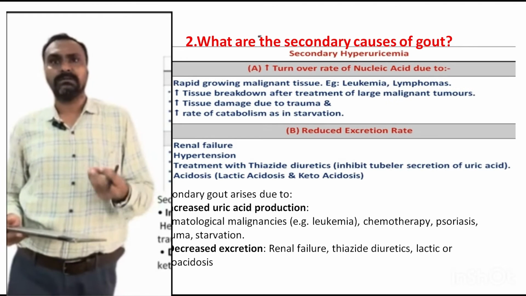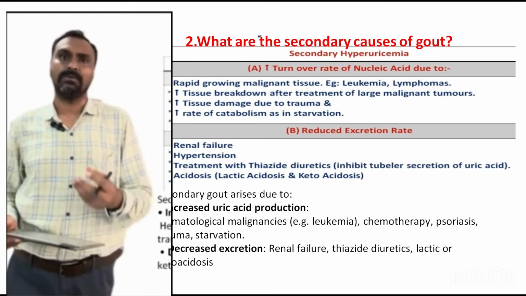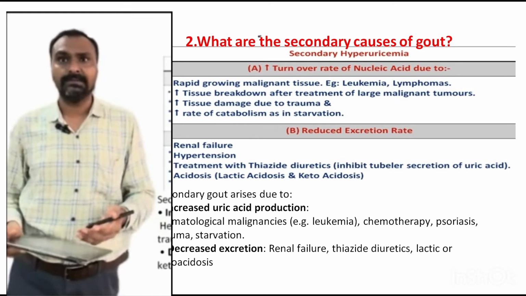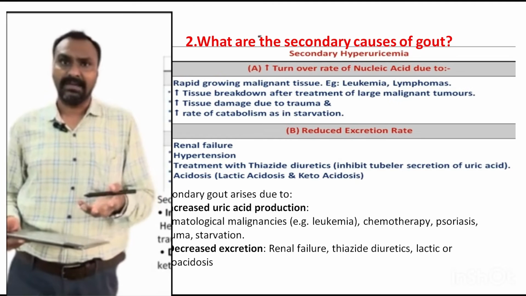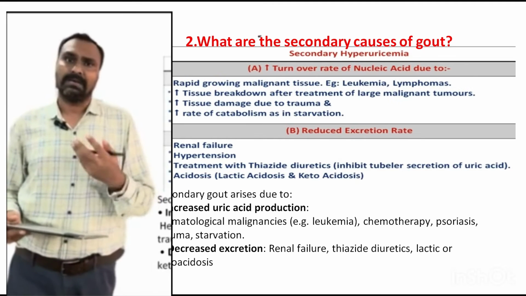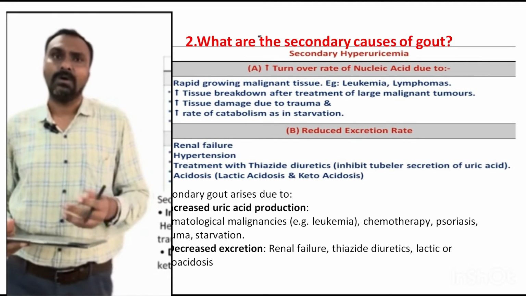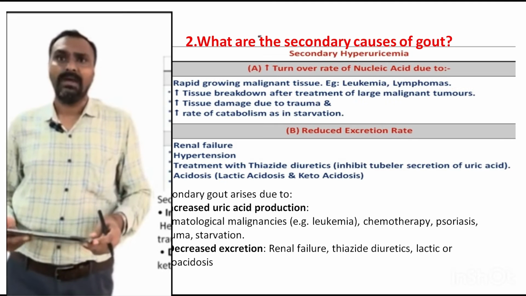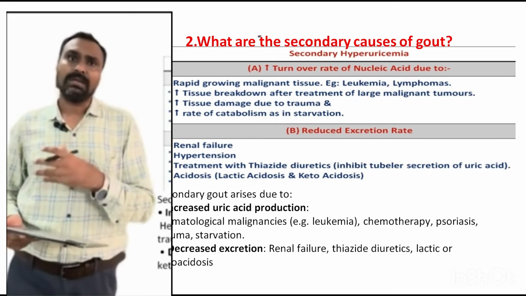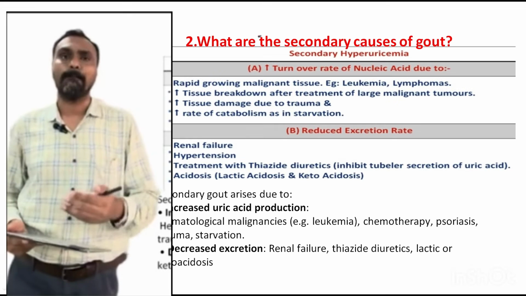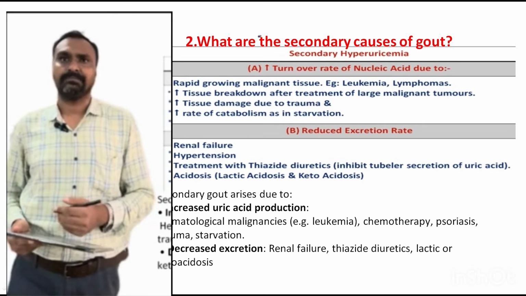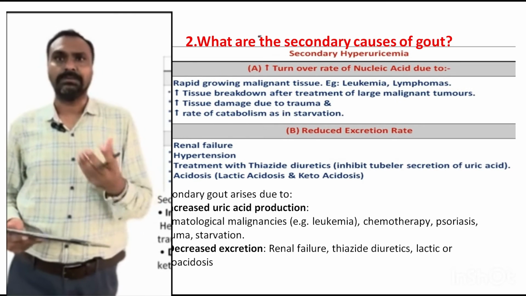Now coming to the causes of decreased excretion of uric acid. The most important cause is renal failure. Other drugs like diuretics, thiazide, which is used in hypertension, may lead to decreased uric acid excretion, or conditions like lactic acidosis or ketoacidosis, which will impair uric acid excretion because they compete with uric acid for excretion. These are the secondary causes of gout.